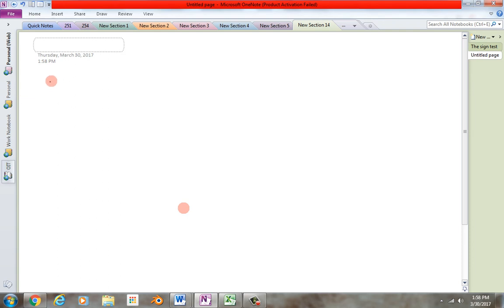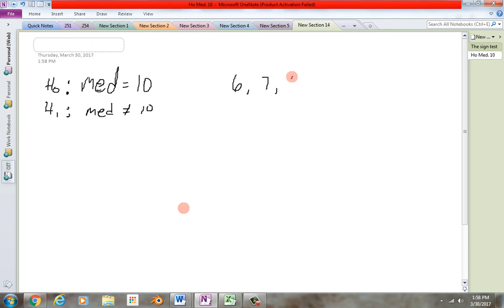Now, here is another. Median equals 10. Median not equal 10. And so, I don't know. Let's go knock it out.